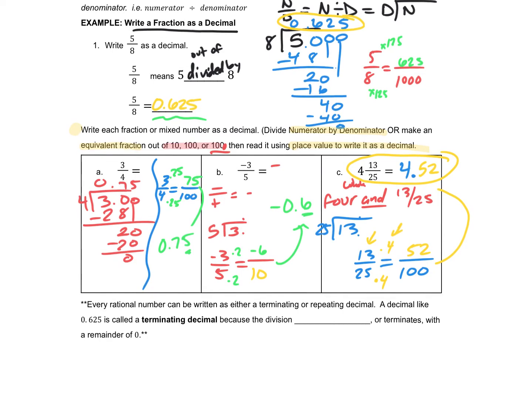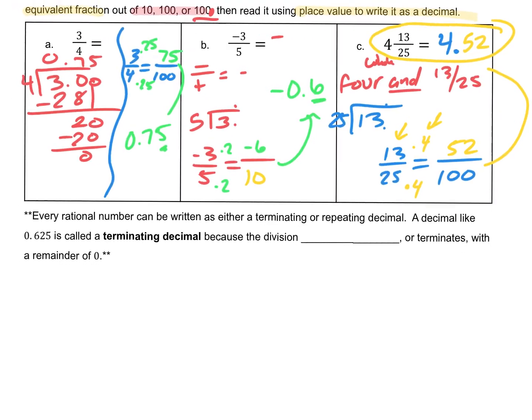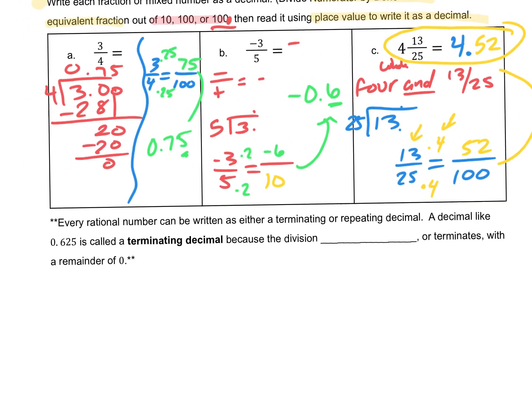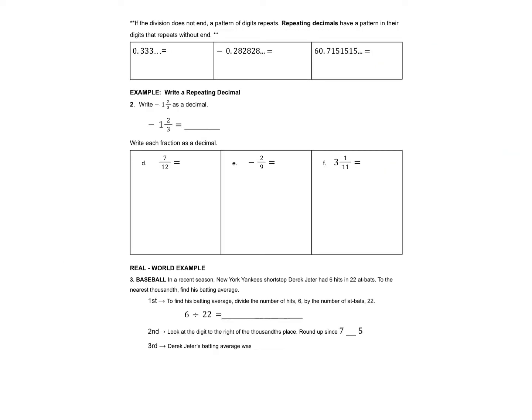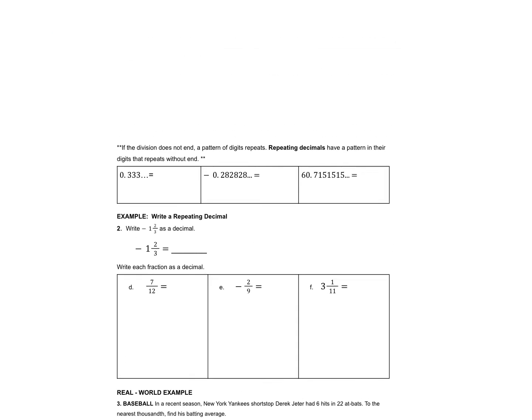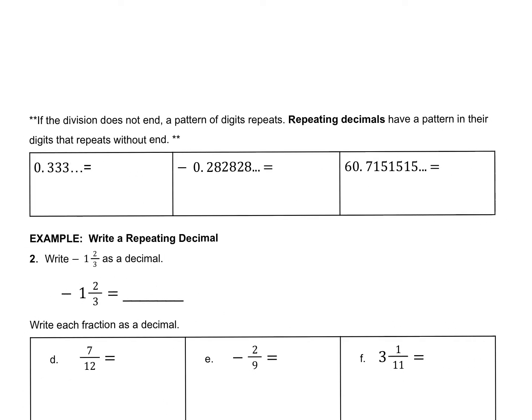The only difference from what you did last year is that there are negatives now. So every rational number can be written as a terminating or repeating decimal. And so a decimal, like the one we saw, is called a terminating decimal because the division ends. Okay, it ends or it terminates with a remainder of 0. You will see things that don't do that. So, for example, if the division does not end, a pattern of digits is called a repeating decimal.